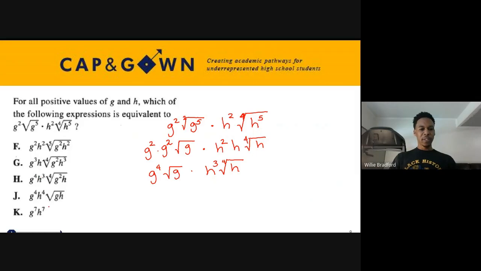Well, nothing over here looks like that quite. I do have g to the fourth and g to the third, so that's a possibility. Let's see if we can make it look exactly like the answer. And that's when we're going to get into our fractional exponents. So I have g to the fourth. This can be rewritten as g to the 1/2 power. And this, I have h cubed. And this can be written as h to the 1/4 power.